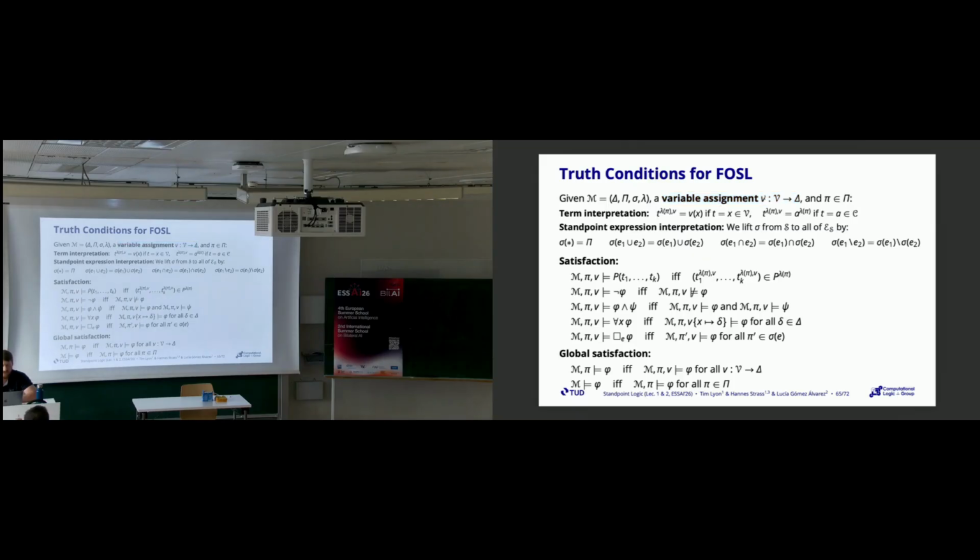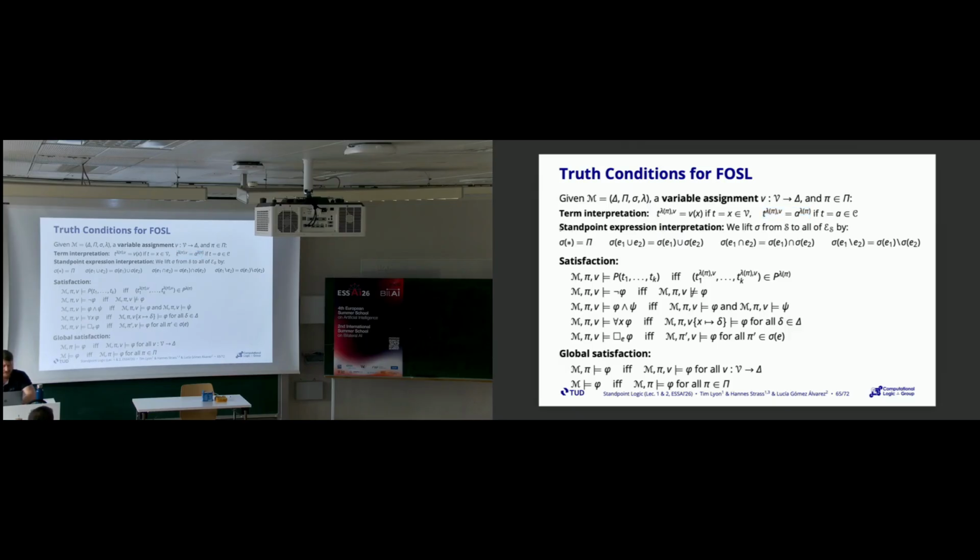Now, using this variable assignment, along with the lambda function, we have this piece of notation, which is technically a function which takes a term t, and if that term is a variable x, it interprets it as v applied to x, and if that term is a constant symbol, then it interprets the term according to the lambda function. Okay? So that's all this notation is saying: if my term is a variable, I interpret it according to the variable assignment, and if it's a constant, I interpret it according to the lambda function.